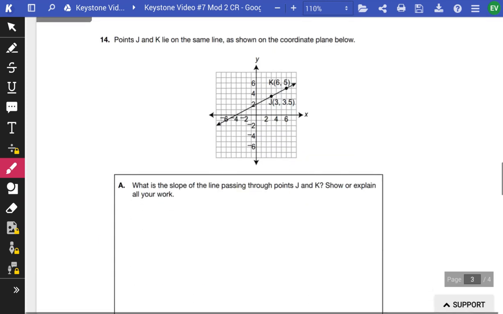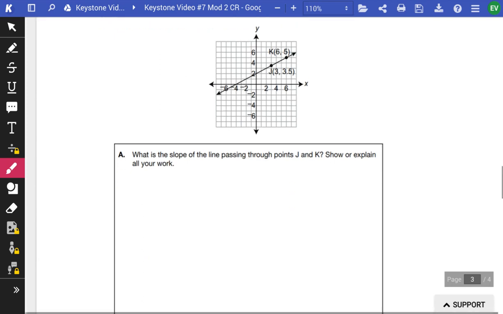Question 14. Points J and K lie on the same line as shown in the coordinate plane below. So what is the slope of the line passing through J and K? Show or explain your work. You can find slope, remember, in a couple of different ways. One is to subtract our points. So remember change in Y over change in X.